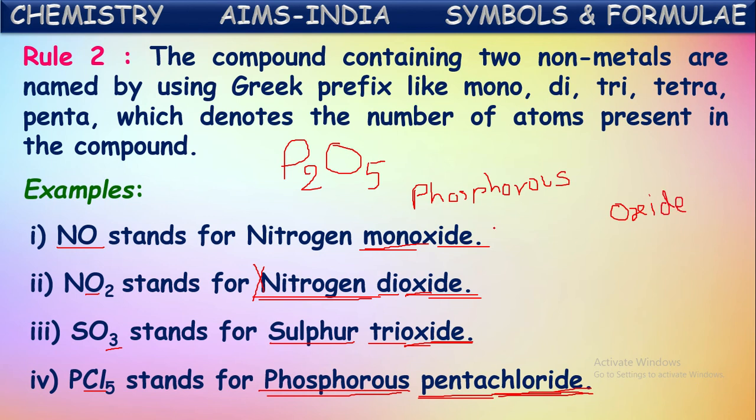But at the same time, we have to mention the number of atoms of each element present in the molecule by using Greek prefixes. Here in this molecule, two phosphorus atoms are there, so that can be mentioned by attaching di. And there are five oxygen atoms, so we have to attach the prefix penta. Diphosphorus pentoxide it is. Okay. Next.